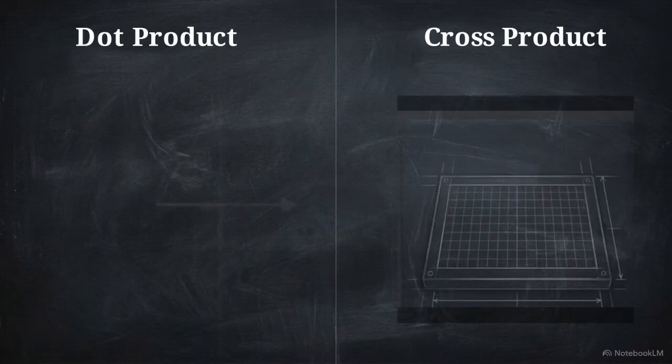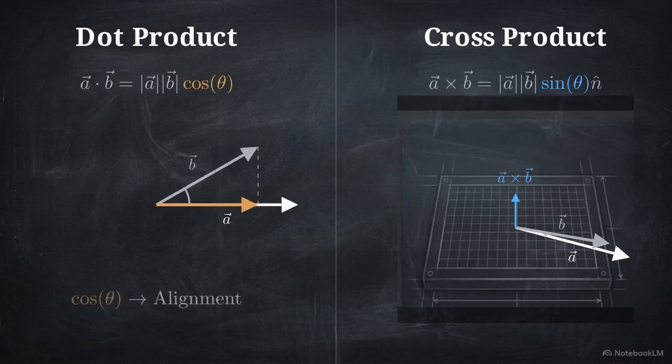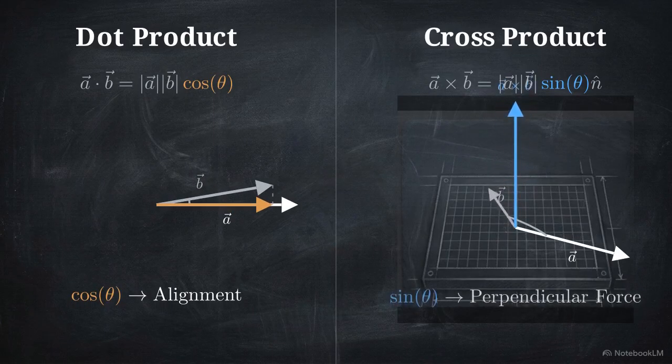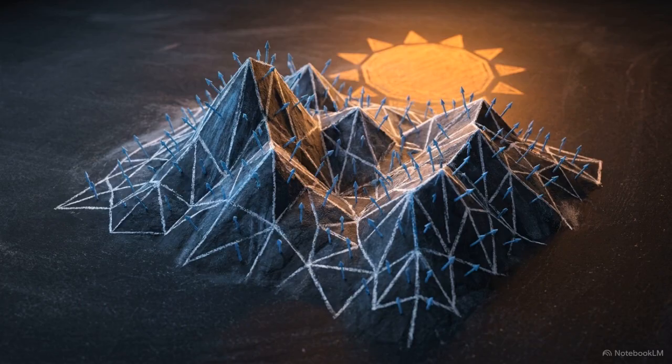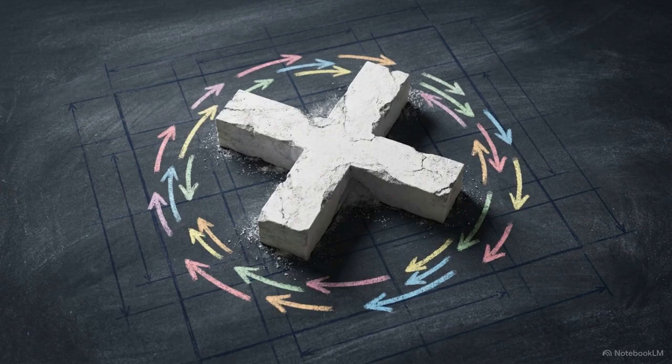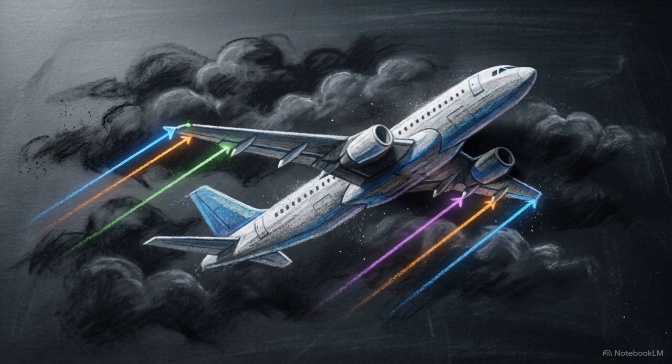The mathematical foundation of 3D vector interaction is built on this specific duality, isolating alignment via cosine versus generating perpendicular forces via sine. The math remains consistent regardless of scale. The same trigonometric rules that isolate the torque on a mechanical hinge are utilized to calculate the diffuse light bouncing off millions of polygons in a digital landscape. Vector multiplication provides the structural logic for simulation, electrical grids, and flight systems currently in operation.